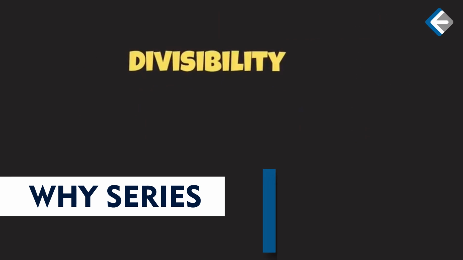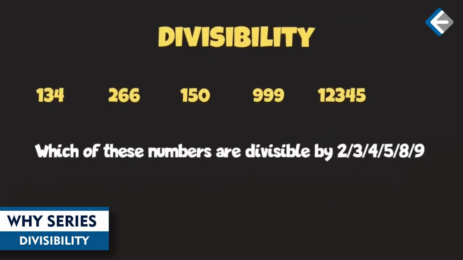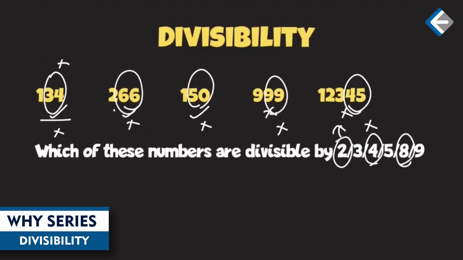So in this video we studied divisibility. Now I'll give you any number and I'll ask you which of these numbers are divisible by 2, 3, 4, 5, 8 and 9. You'll say it's simple. If the last digit is divisible by 2, then the number is divisible by 2. For 4, if the last two digits are divisible by 4, then the number is divisible by 4. For 8, you will say if the last three digits are divisible by 8, then the number is divisible by 8. And that's how simple it goes.